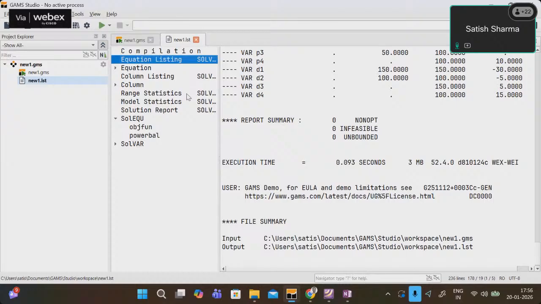If you have any doubts, please ask. So this is it from my side for today. We have understood how GAMS works.